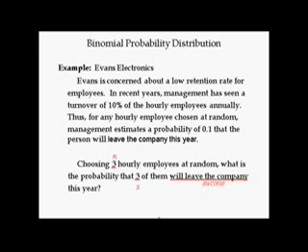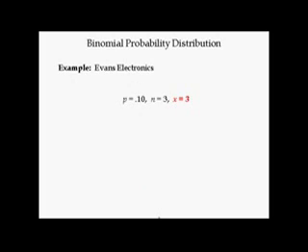Will leave the company this year is, quote-unquote, success. Hence, the probability of success is 0.1, because 0.1 of the people chosen at random will leave the company this year. This means will not leave the company this year is a failure. Now write what we know. We know the probability of success, leaving the company, is 0.1. The number of trials is 3. And the number of these 3 that are successes is 3.